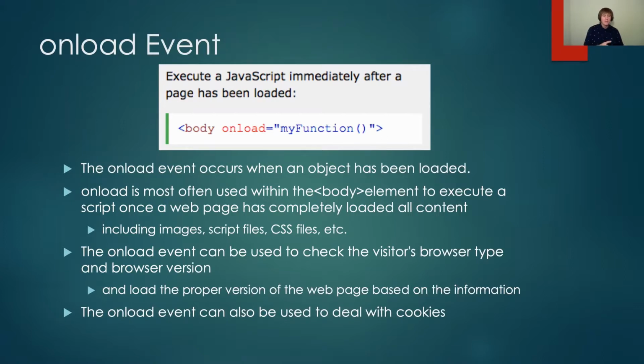Now, the onload event can be used to track the visitor's browser type and the browser's version. In addition, it can also load the proper version of the web page based on that information. Now, the onload event can also be used to deal with cookies. So we'll see these examples later on. We haven't got to cookies yet, but once we get to cookies, we'll see that.